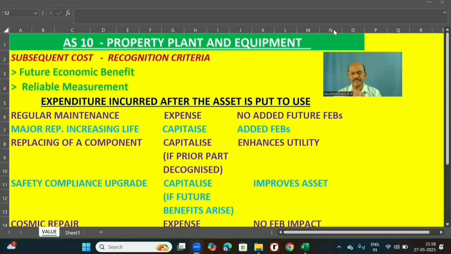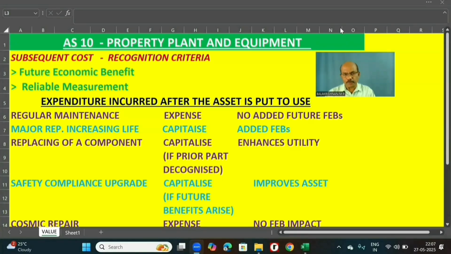Okay. Next one, inspection costs at regular intervals. For example, aircraft or heavy machinery requiring mandatory inspection every 3 years. And the treatment: capitalize if the inspection cost is significant and future inspections will lead to future benefits. Here also, if the previous inspection cost was capitalized, it should be de-recognized when the new inspection is capitalized.